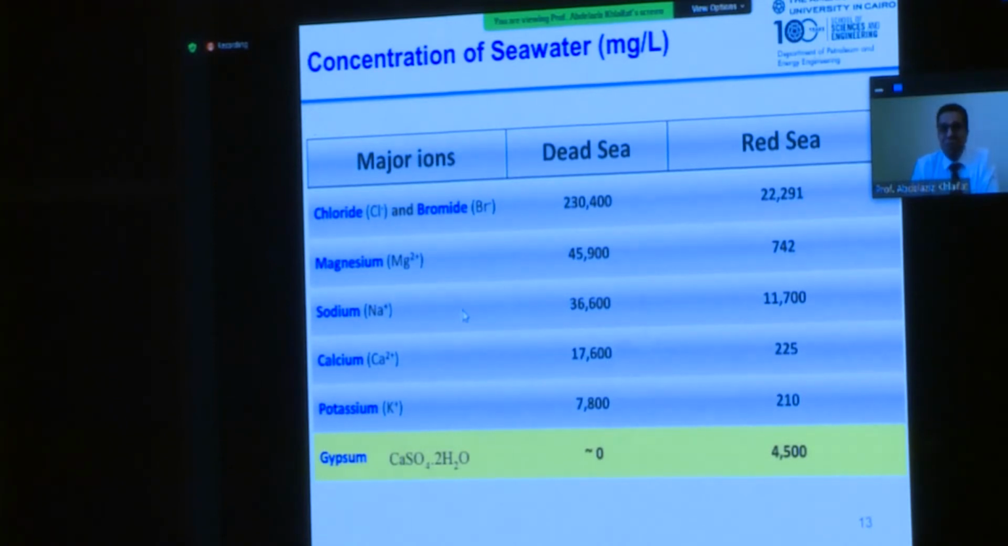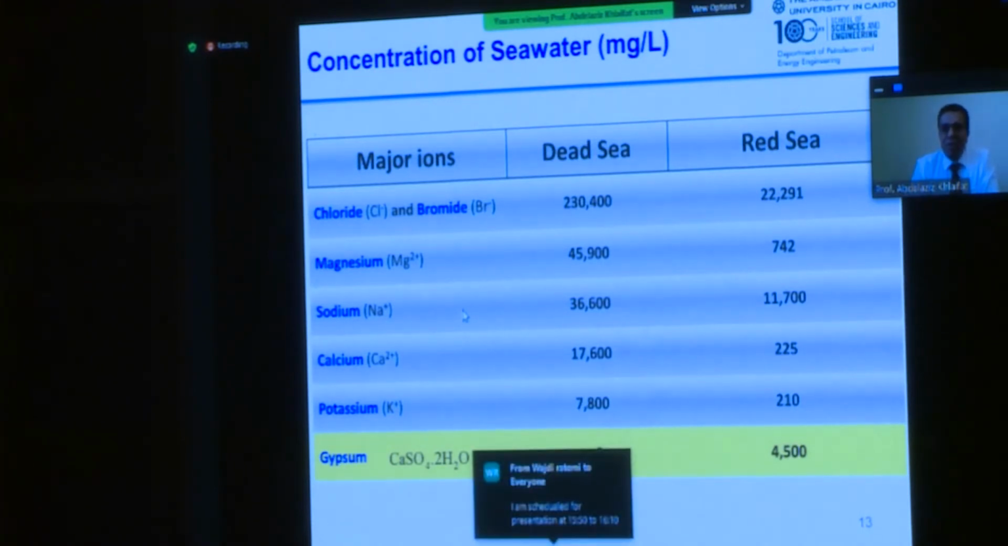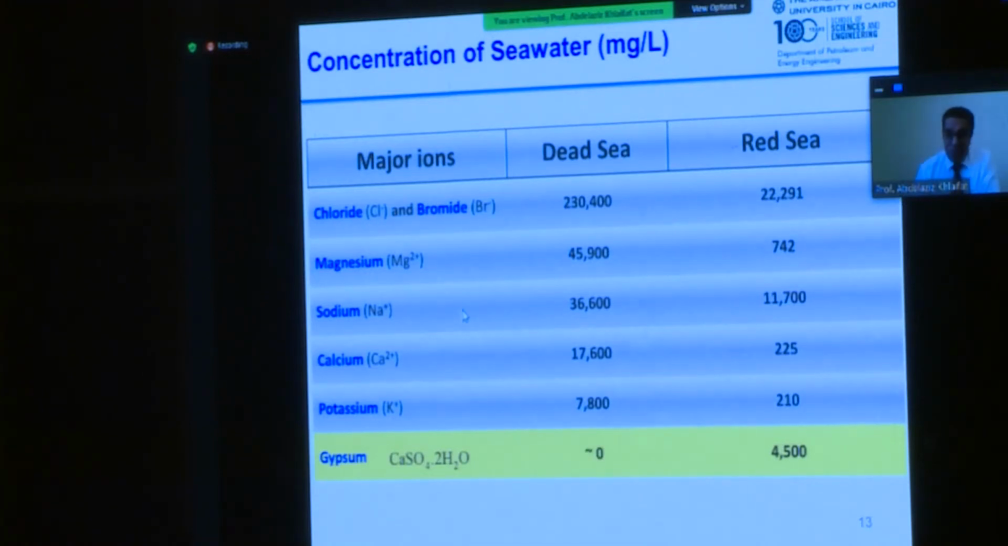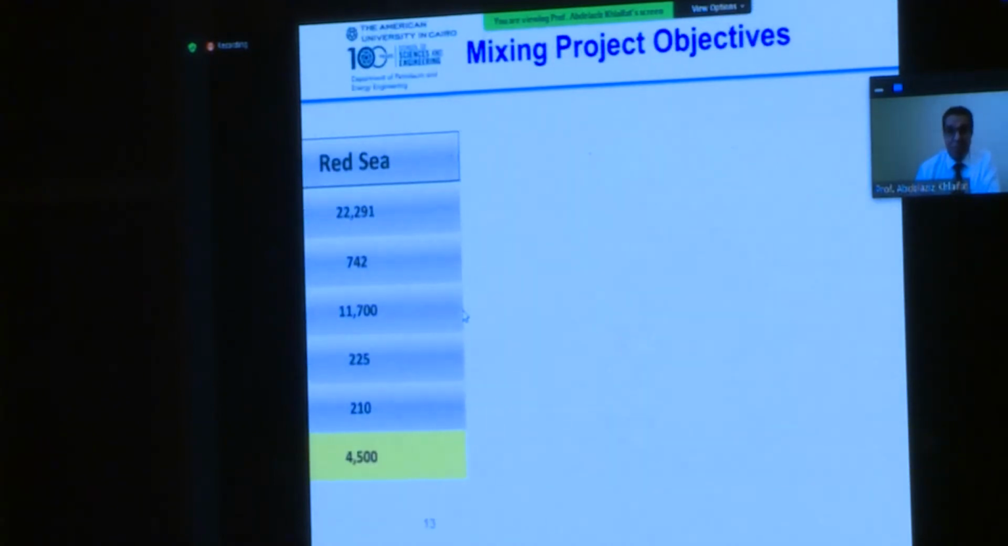different composition, as you can see in this table. So the Dead Sea composition in terms of iron exceeds the Red Sea almost 10-fold and more. The only thing that is missing is sulfate, but definitely the Red Sea is rich with sulfate, and the Dead Sea is rich with calcium, and this might create some problem.